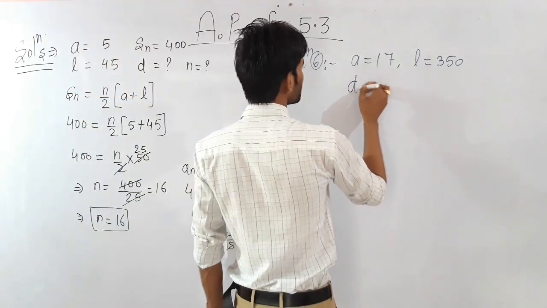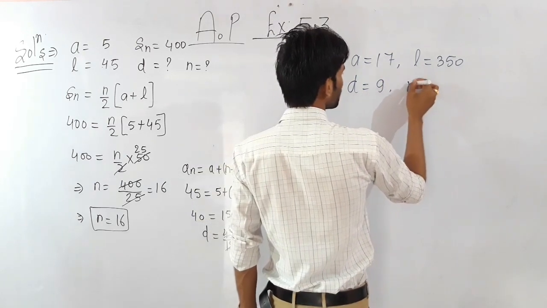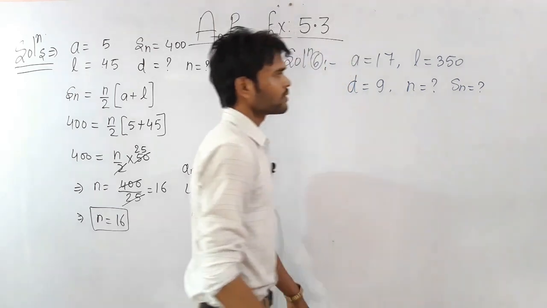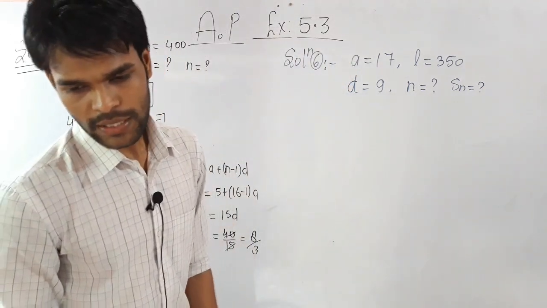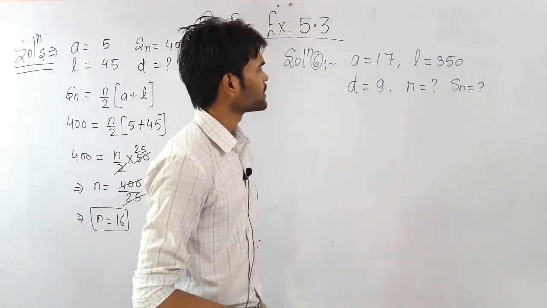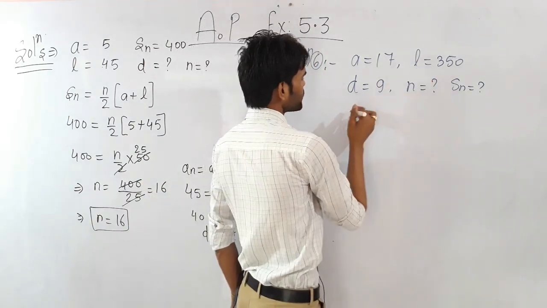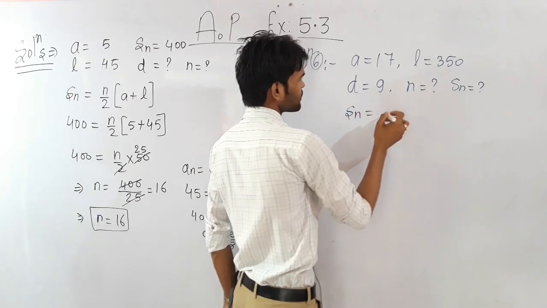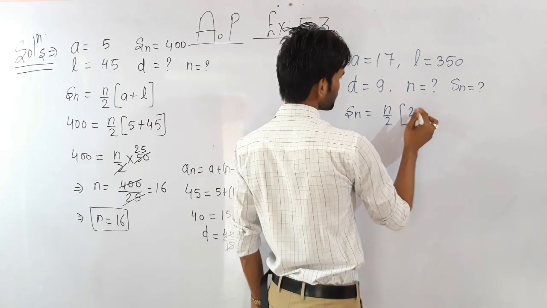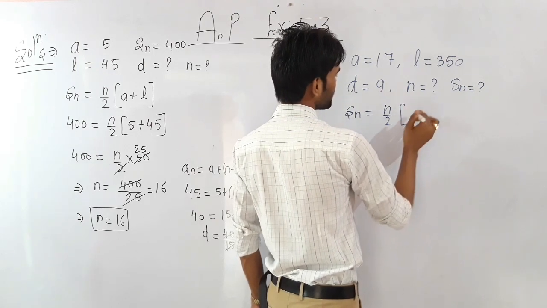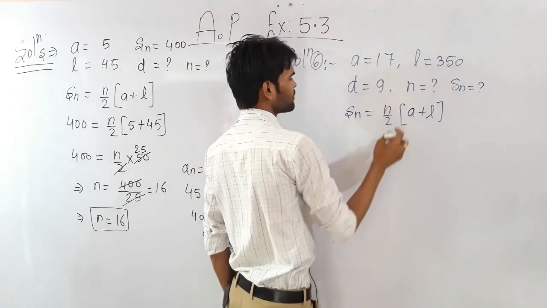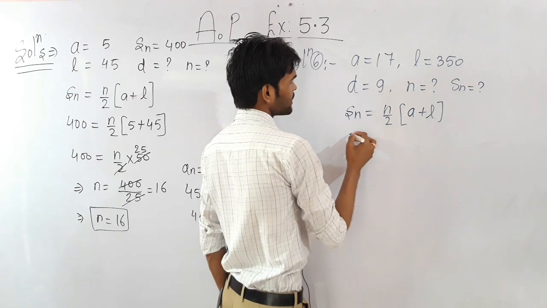Here D is equal to the given 9. We need to find n is equal to what and Sn is equal to what. So this is the question. So first of all, using the formula Sn is equal to n by 2 into 2a, or you can directly use a plus l, because we have been given the first term and the last term.